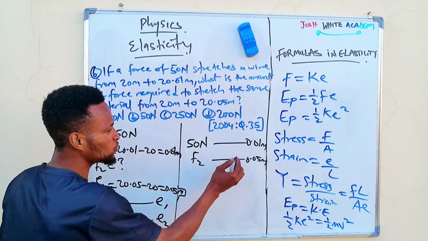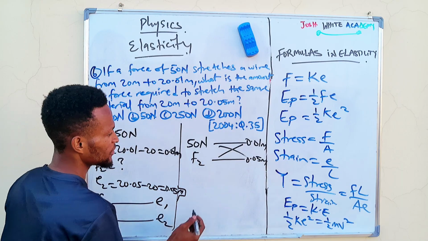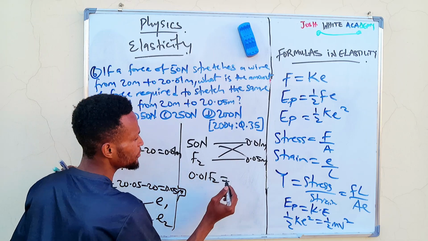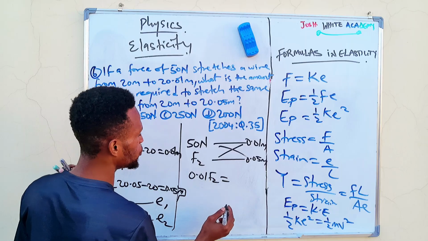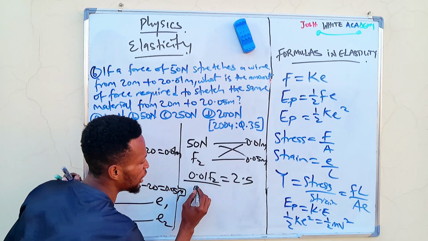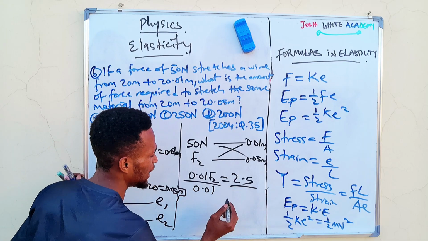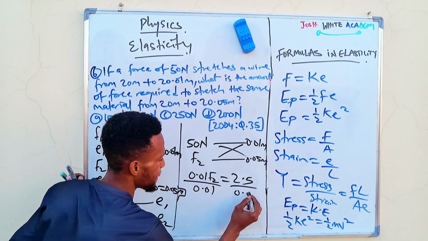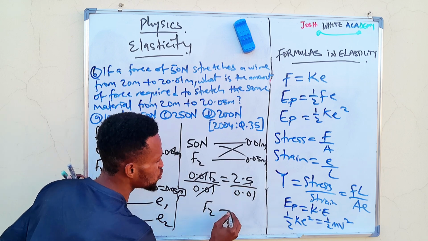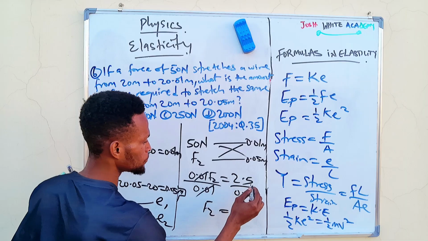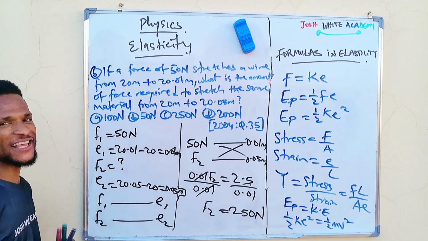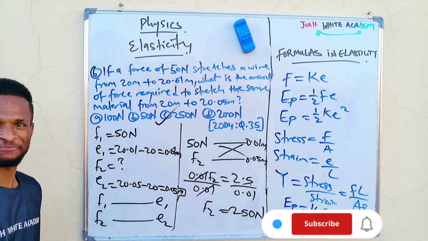So now what we do is what? Cross multiplication. F2 times 0.01 will give us our 0.01. F2 is equal to 50 Newton times this, which will give you 2.5. So now we are looking for F. Divide both sides by the coefficient of F2, our final force. So this will give us F2 is equal to 250 Newton. So our answer is what? C.